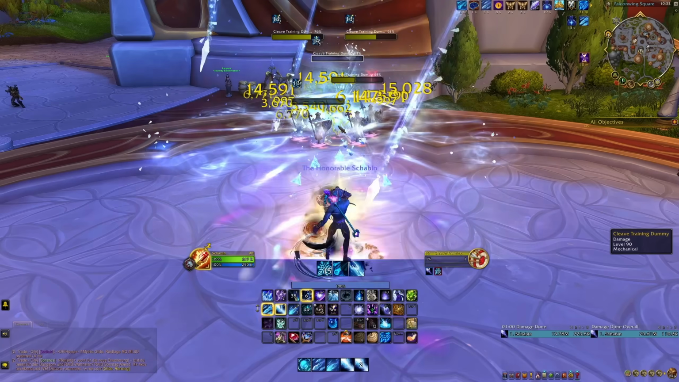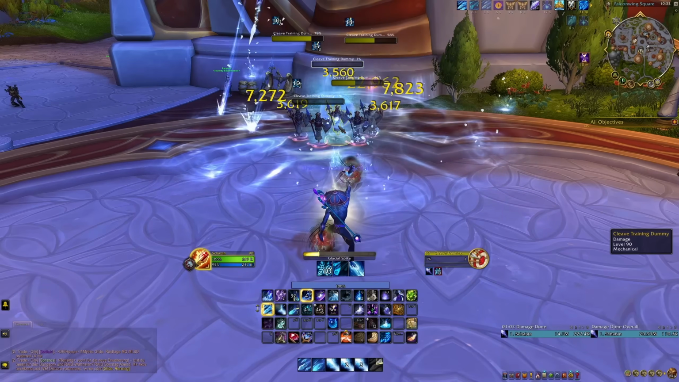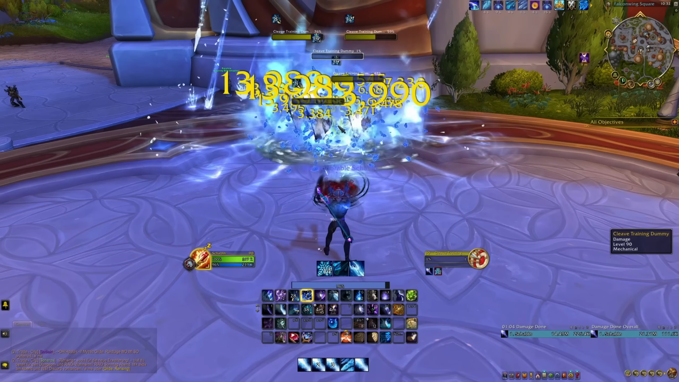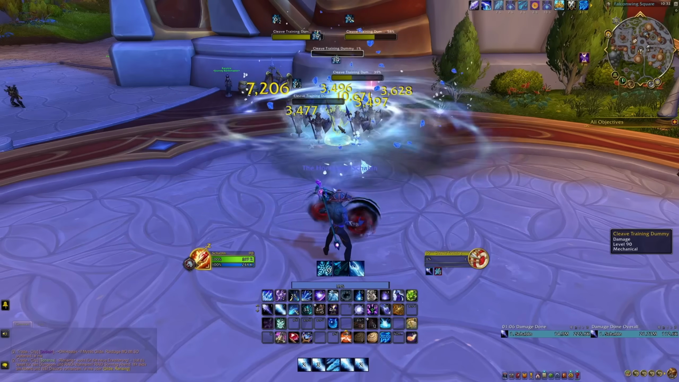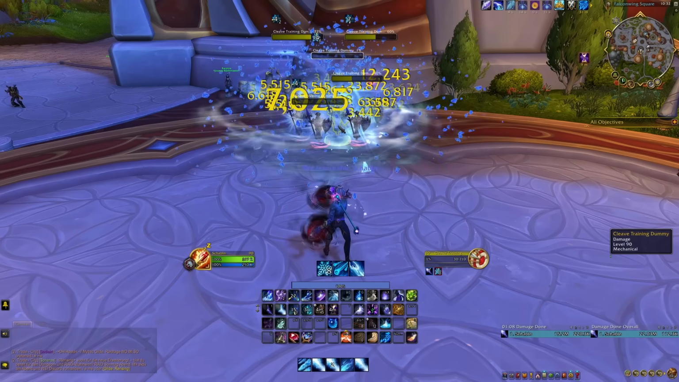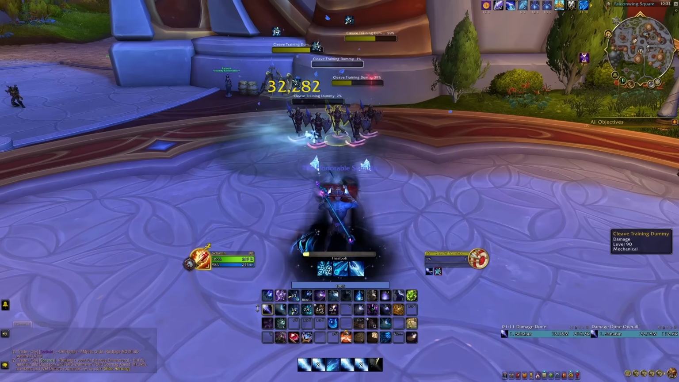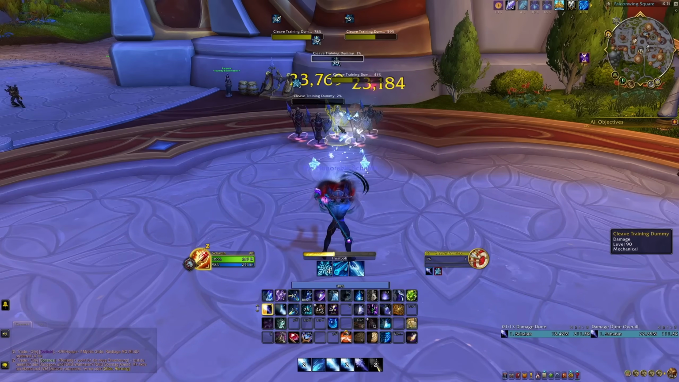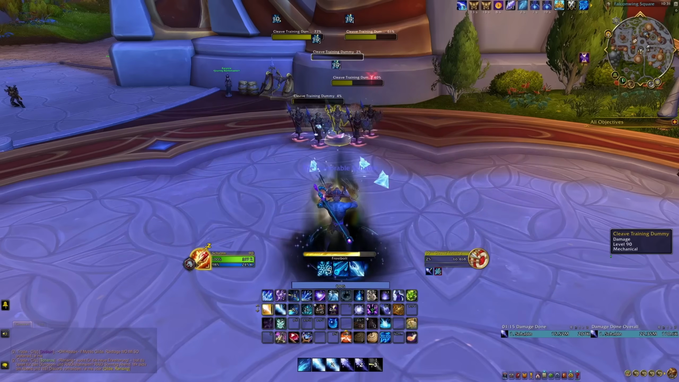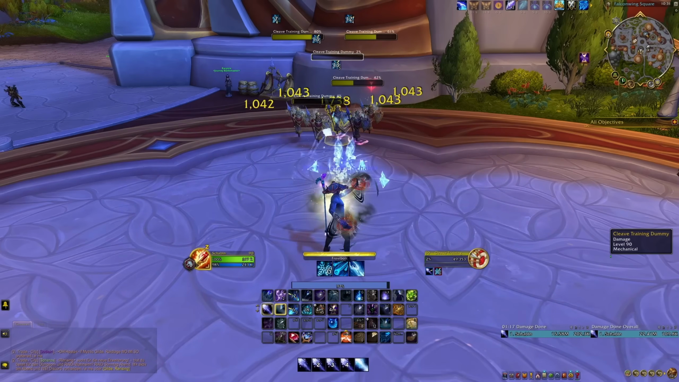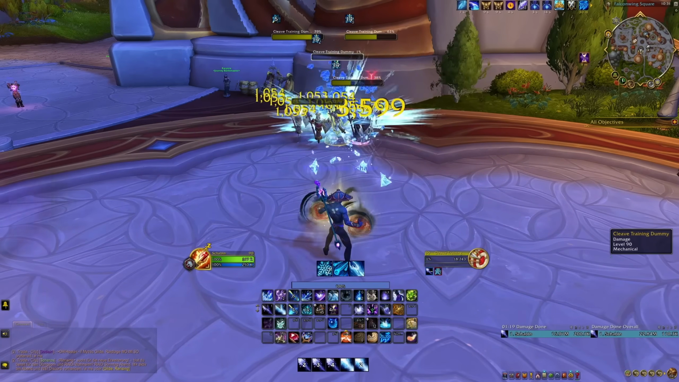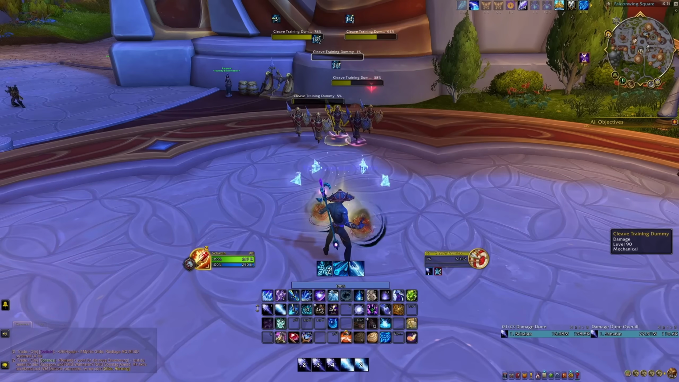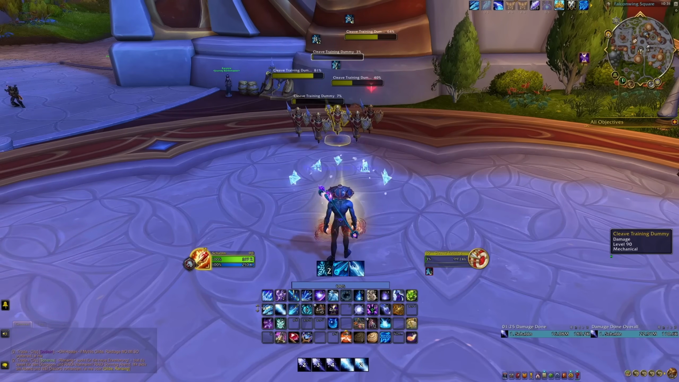Flurry. Shatter. Shatter. Glacial Spike. Shatter. Shatter. And this is the whole AoE rotation. So the only thing that changes mainly is adding Blizzard in it and starting off with Blizzard at 5 or more targets. But I think you can also do it at 4 or more targets. It's always worth casting. And despite the Blizzard, it doesn't change a lot from the single target rotation.